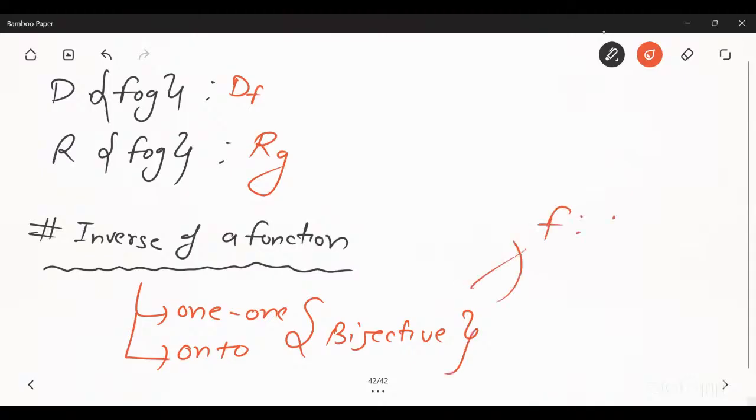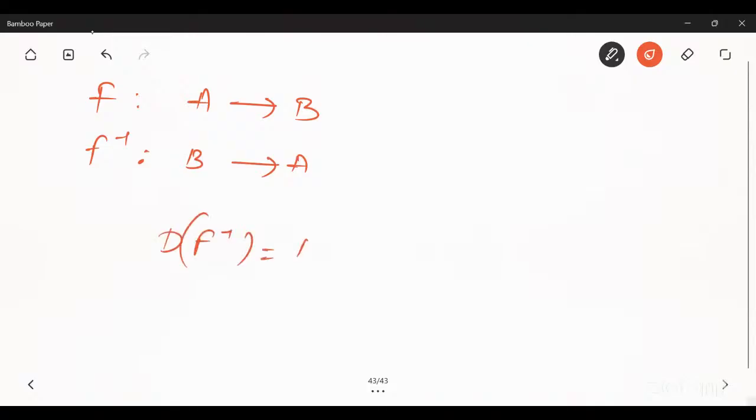Okay, what is inverse? F is from A to B. That means A is its domain and B is its range. So F inverse is from B to A. So the domain of F inverse is from B to A. That means the domain of F inverse is equal to the range of F, and the range of F inverse is equal to the domain of F.